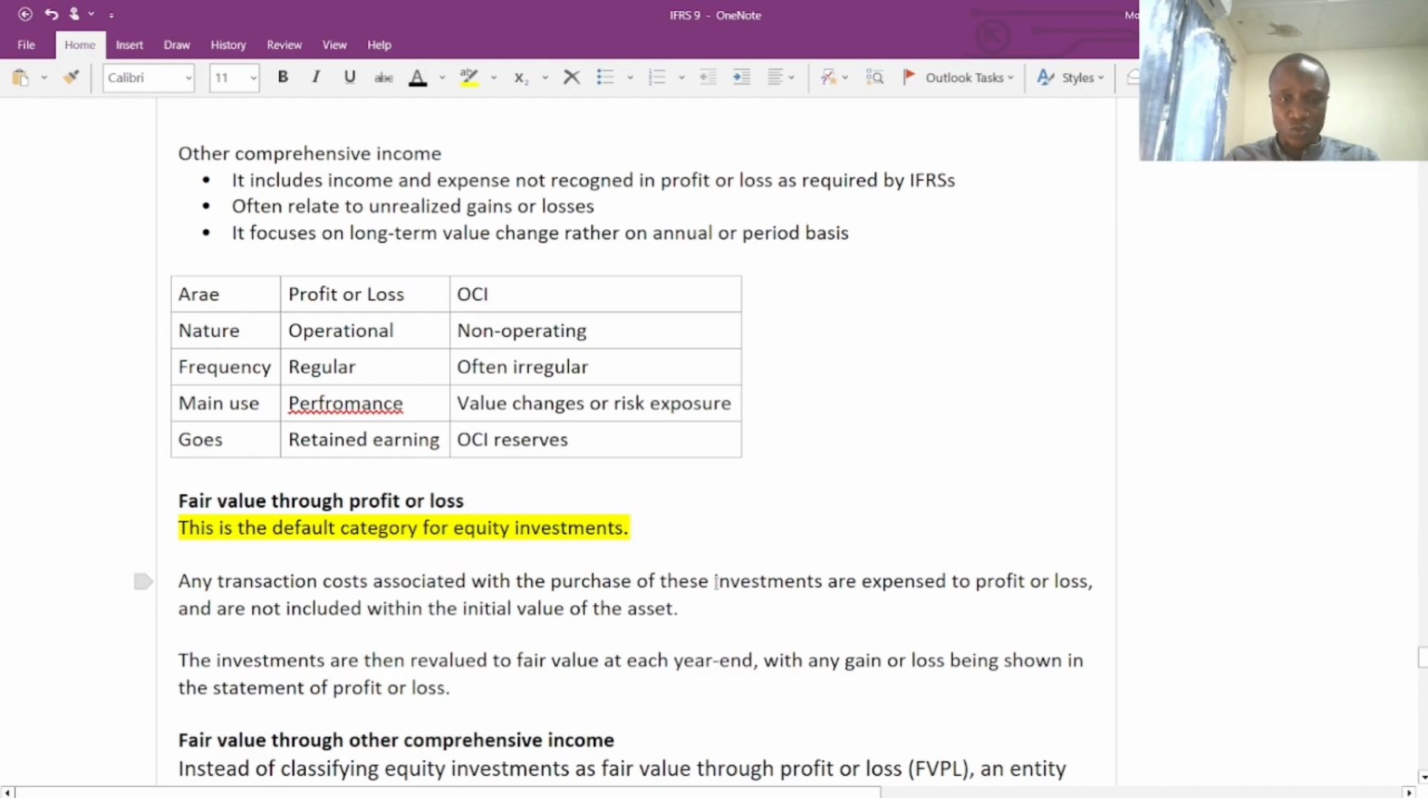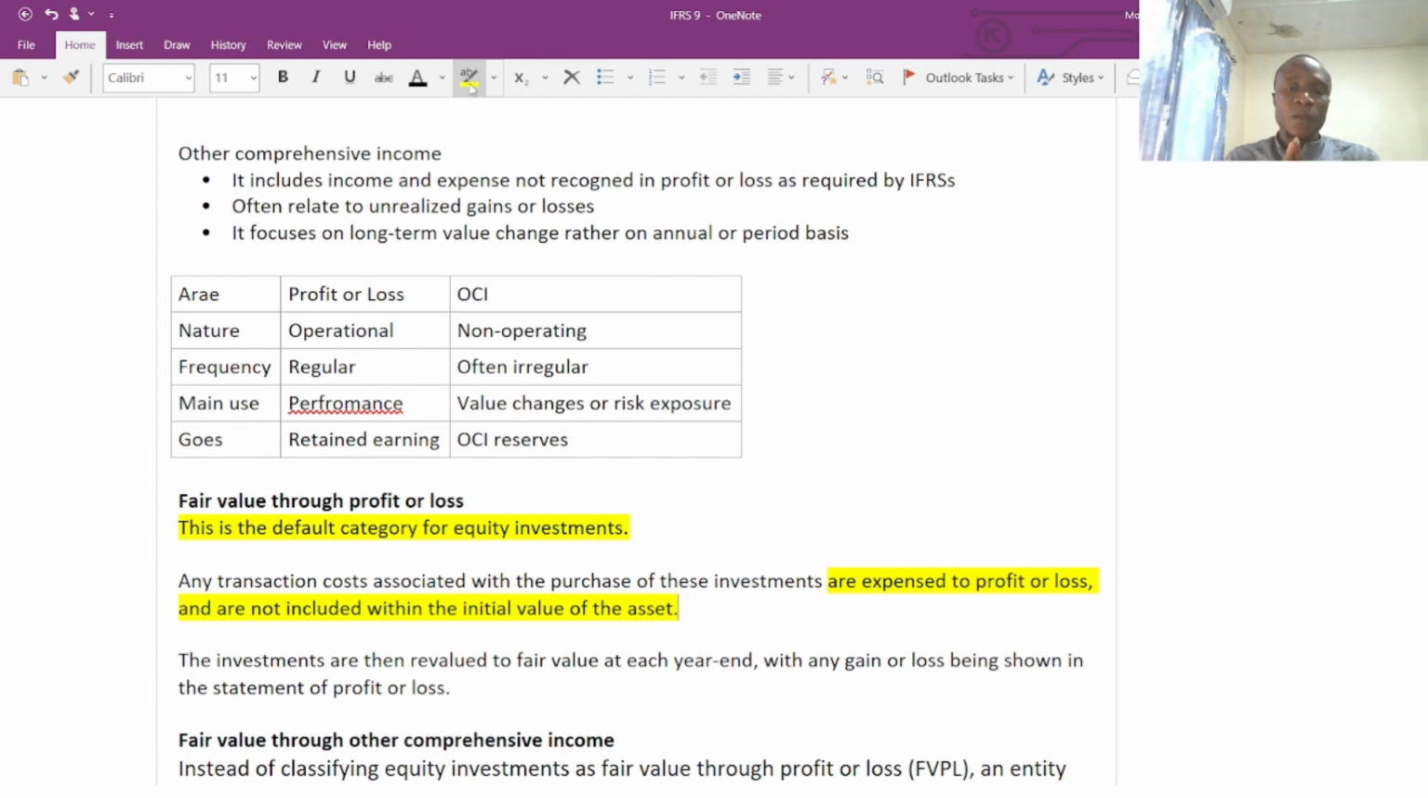Any transaction cost, we are not going to include it. We are going to expense it at once. Very important point. This is one of the distinctions between the fair value to profit or loss and that of the other comprehensive income: how we can account for the transaction cost.